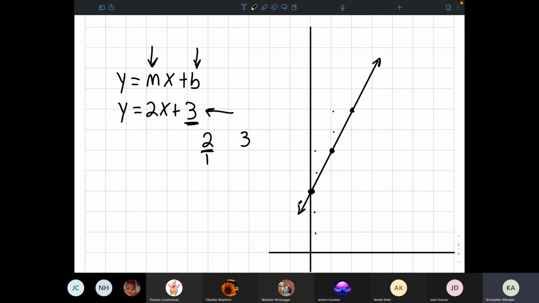Slope-intercept form is going to be the most common form that you see doing this. It's going to be the most common form that things are going to want to be written in. It's going to be the most common form in general.